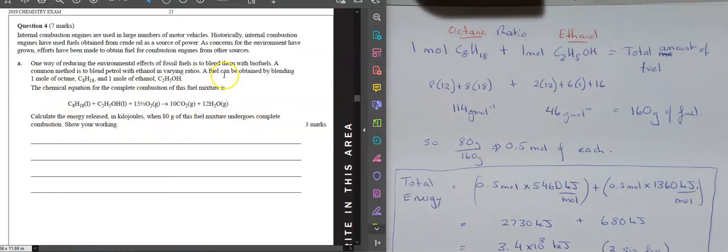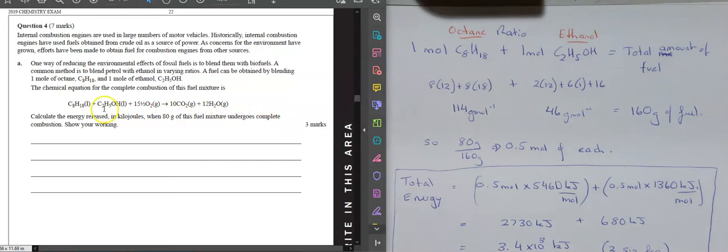So here it says a fuel can be obtained by blending 1 mole of this and 1 mole of this. So we know it has a ratio of 1 mole of this to 1 mole of this. But we've got our amount in grams. So you might want to know what amount of those grams is for the octane and what amount is for the ethanol. You can kind of do this in two ways.